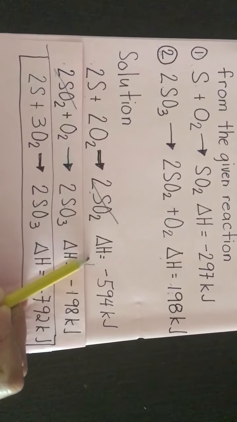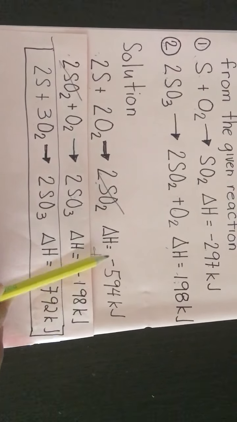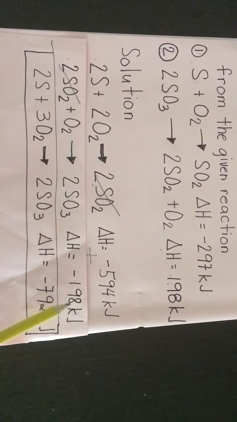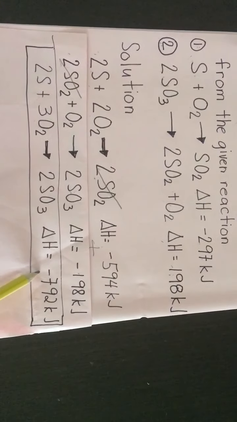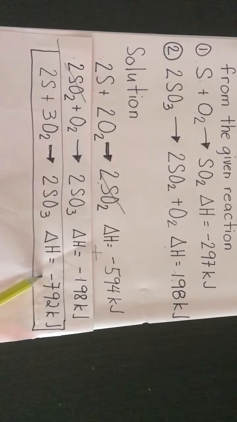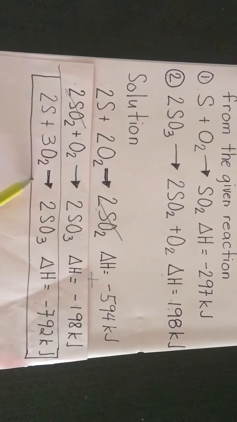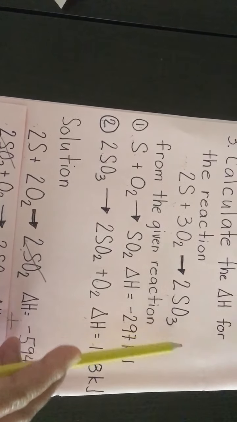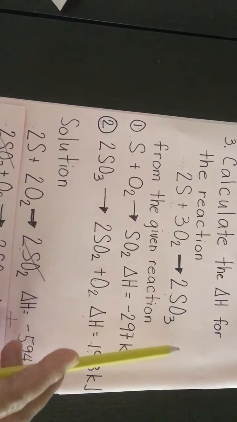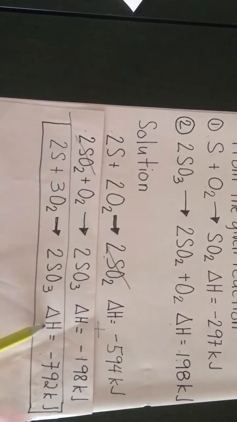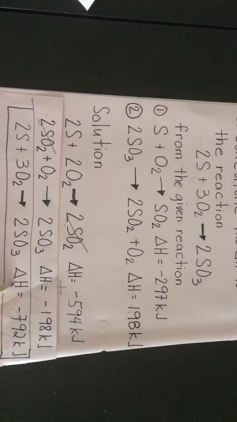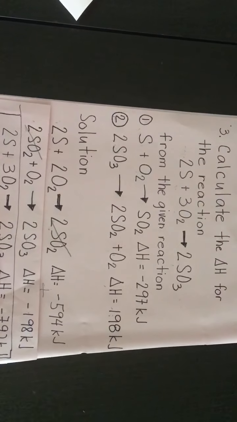What are we going to do with the delta H's? You simply add the two delta H's. So we have negative 594 kilojoules plus negative 198 kilojoules, which is equal to negative 792 kilojoules. So we were able to answer what is asked in the problem. We came up with the desired equation, and we calculated the delta H for that equation. I hope this helps you understand this sample problem.